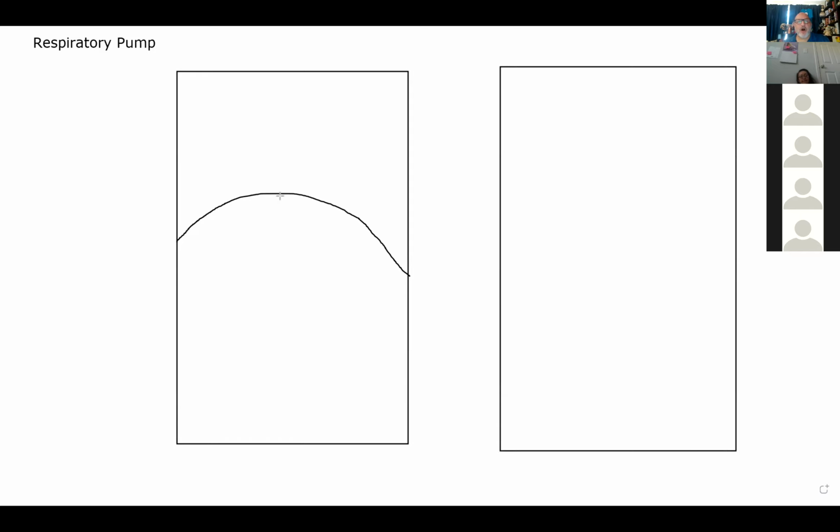Flattens. Yeah, all muscles get shorter when they contract, and when a curved muscle shortens, it flattens. And so as a result of that, I didn't do a very good job of lining up my diaphragm, but you get the idea. With the diaphragm there.